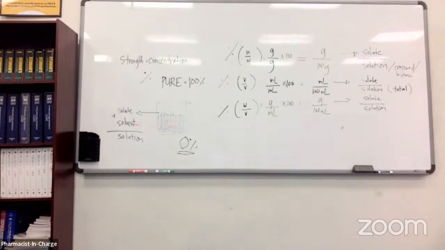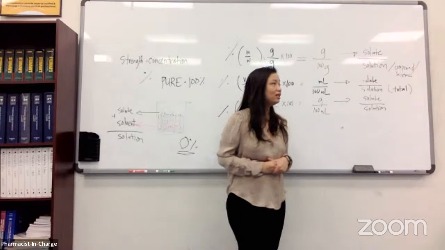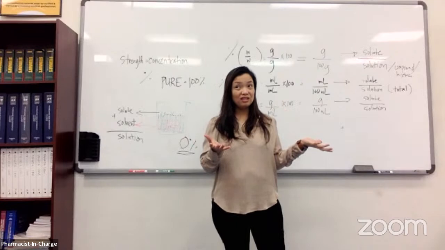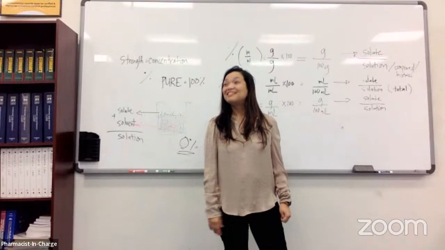Don't be tricked, but sometimes the question on the PTCE is only how much solvent was used. It's not in this equation. But what you can do, if you know the total solution, is subtract the amount of solute, then you get the part of the solvent. See that? Interesting, right?